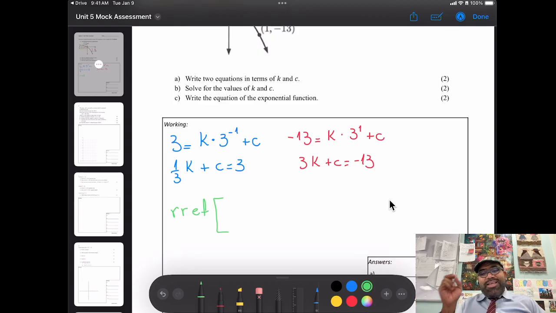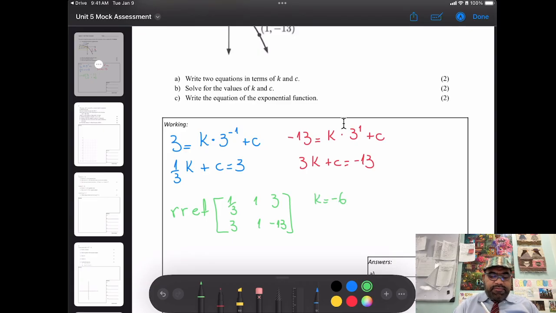Bring the matrix, alpha zoom, and 2 by 3 because 2 rows and 3 columns, and just write down 1/3, 1, 3, 3, 1, negative 13. Doing that, you're going to find as answer k equals negative 6, the first one, and c equals 5.